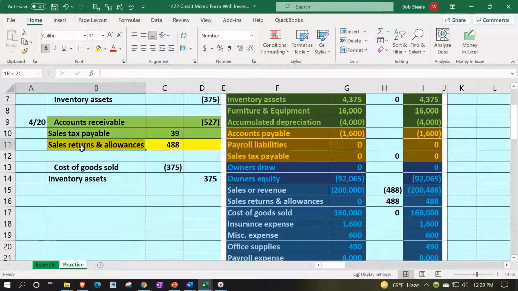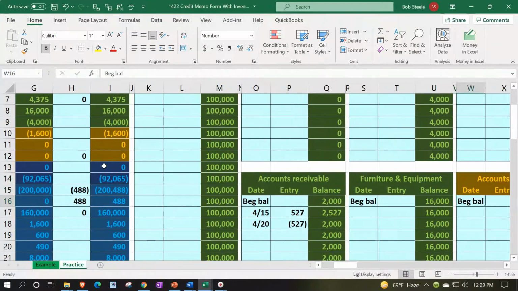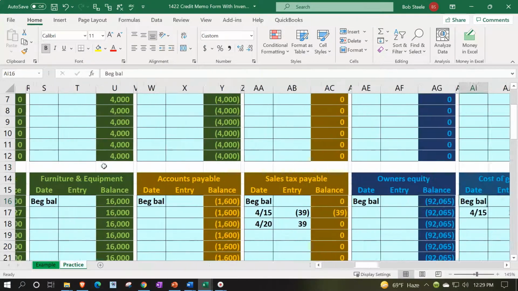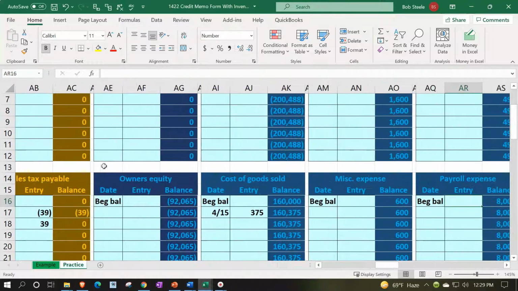Now we're going to do the sales returns and allowances. We've got to add a new GL to do that. How do we do that? That seems really complicated. Let's try it out. We're going to add a new GL. It's going to be over here. We want it somewhere like right there.